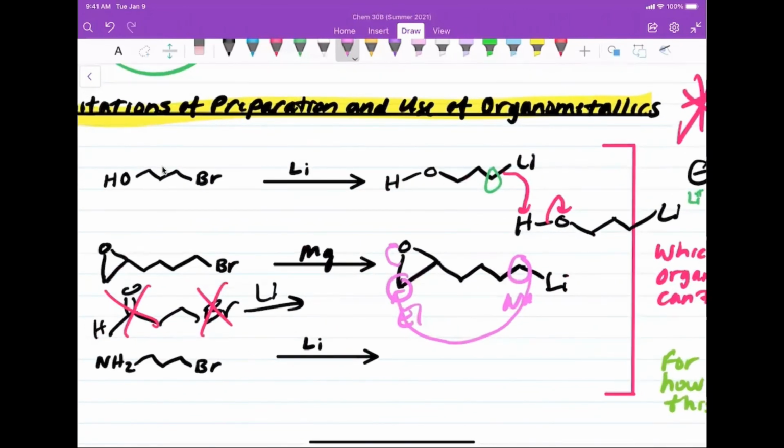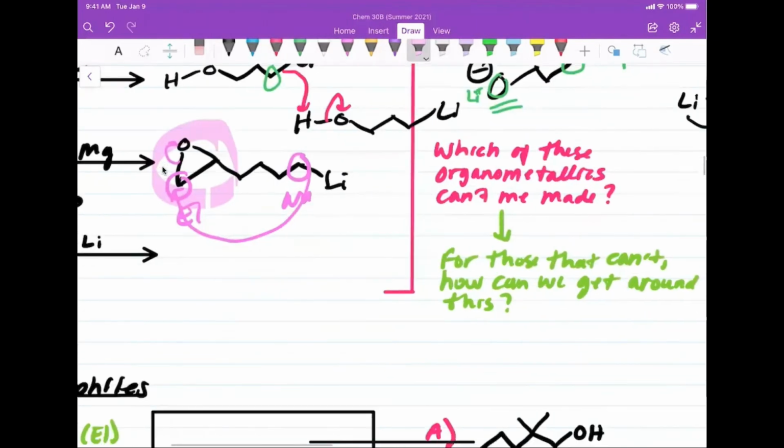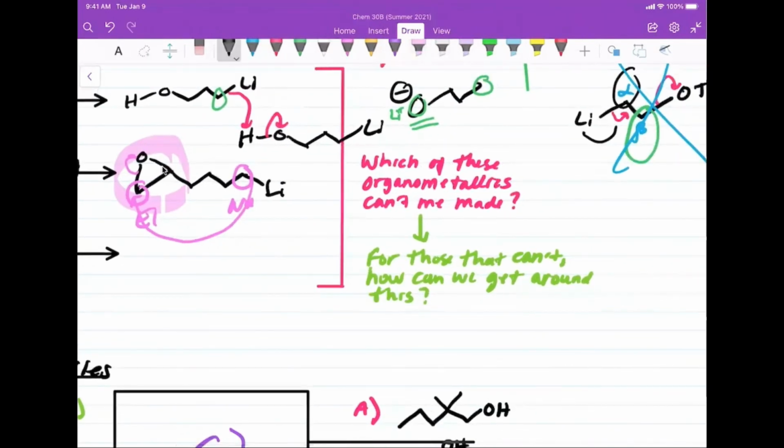So we can't really avoid that. And there's no protecting group we can use for an epoxide. There is no protecting group for something like that. So there's nothing we can really do to avoid it. There is a workaround here for something like this, though. If you want an epoxide, just add it in later, right?